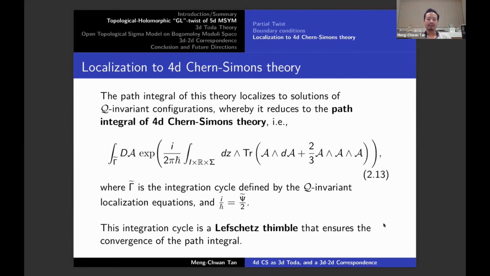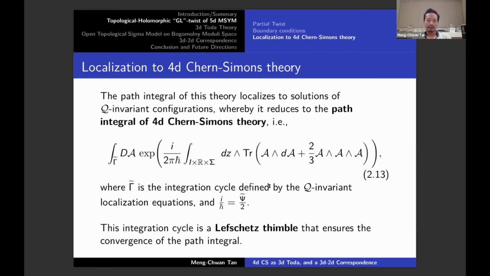So the path integral of this theory localizes to the solutions of Q invariant configurations. So we're looking at Q closed but non-Q exact, so Q homology configurations, and then it reduces to the path integral of 4D Chern-Simons that looks like this. So this is the integration cycle that we're talking about, which makes this 4D Chern-Simons well defined. And it's defined by Q invariant localization equations, which we have worked out in detail in our previous paper that I mentioned and cited just now on lattice models, geometric Langlands, and string theory.